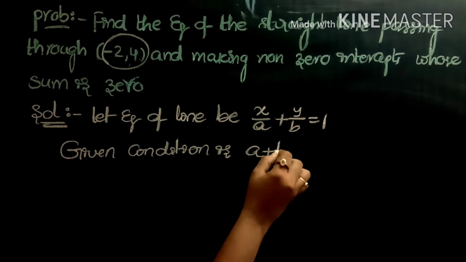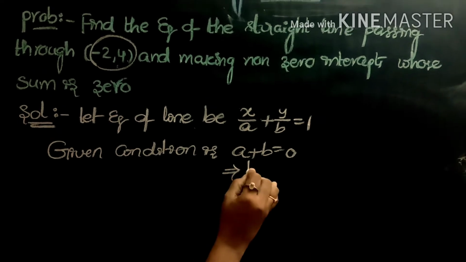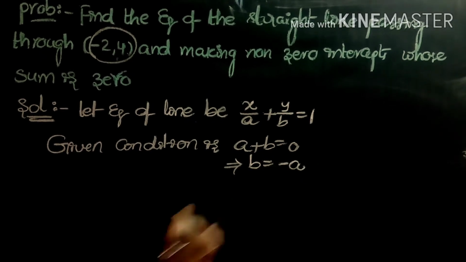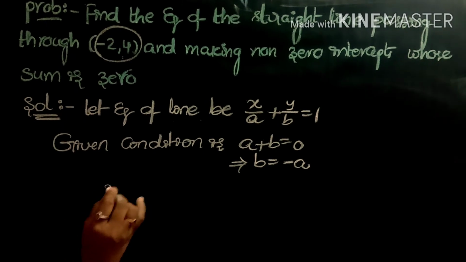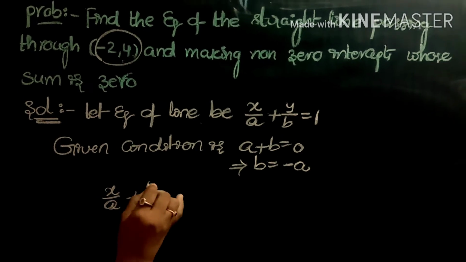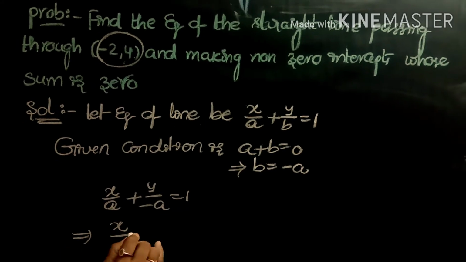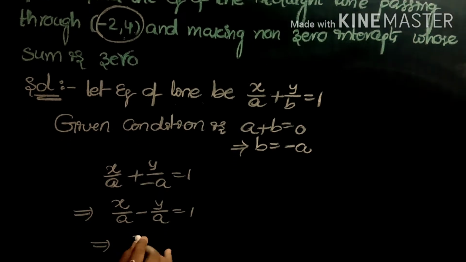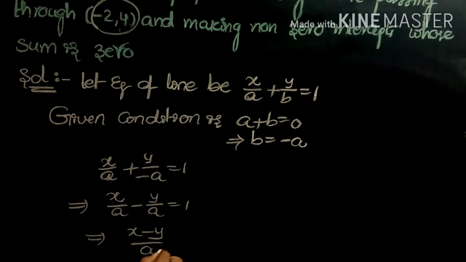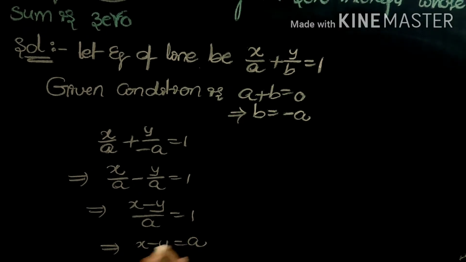The given condition is a + b = 0. The sum of the intercepts is equal to 0, that is a + b = 0, which implies the value of b is equal to -a. Now taking b = -a in the above equation, x/a + y/(-a) = 1, which implies x/a - y/a = 1, which implies (x - y)/a = 1, that is x - y = a.